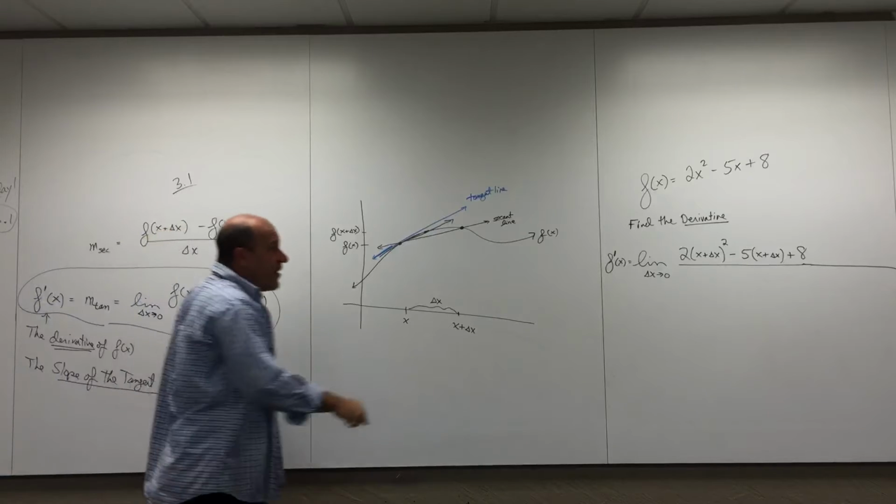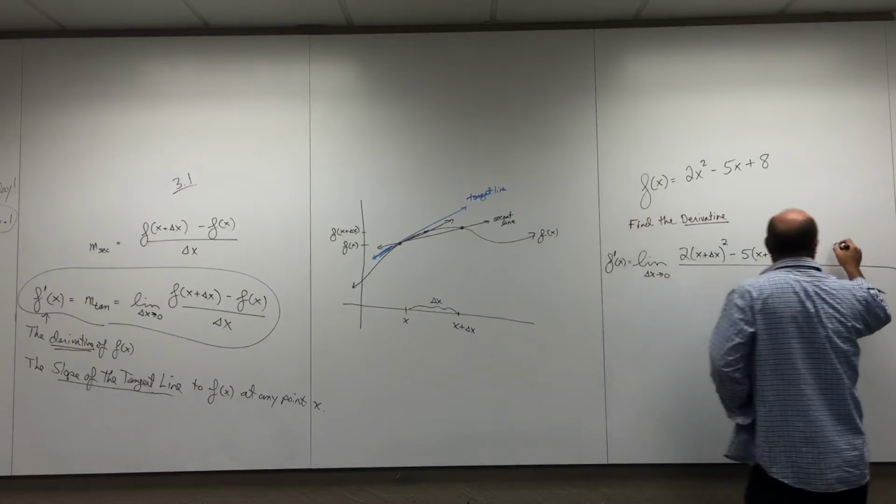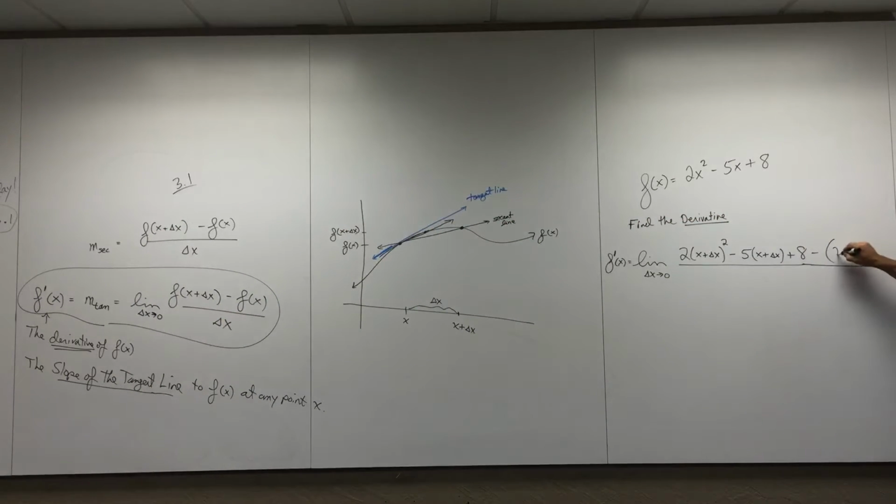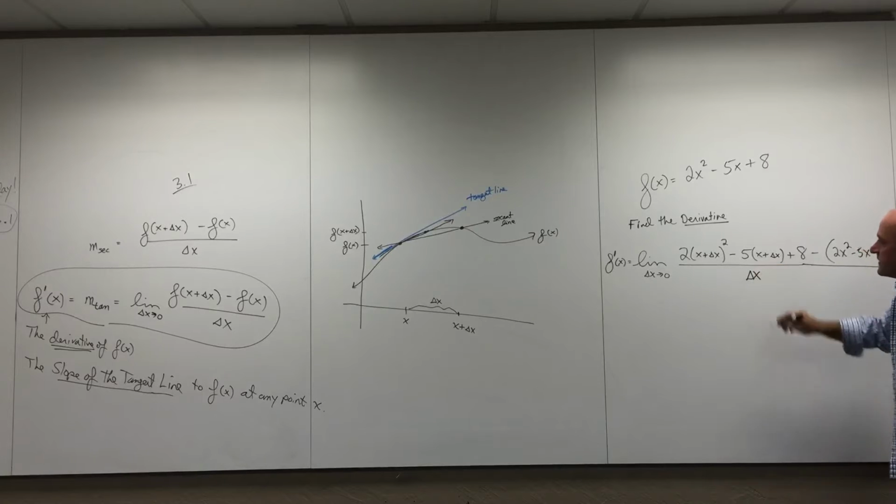Minus the function itself. Okay, minus the function itself: 2x squared minus 5x plus 8. Again, the parentheses, I'm going to subtract all that. I'm going to change the signs and add, or I'm going to subtract all that, all over delta x.